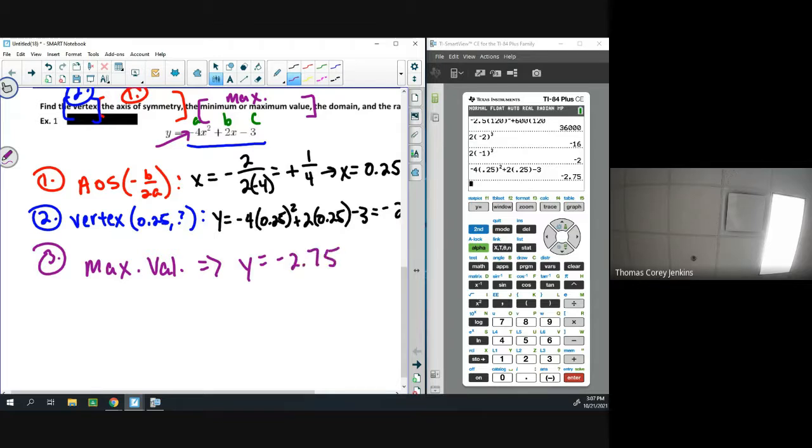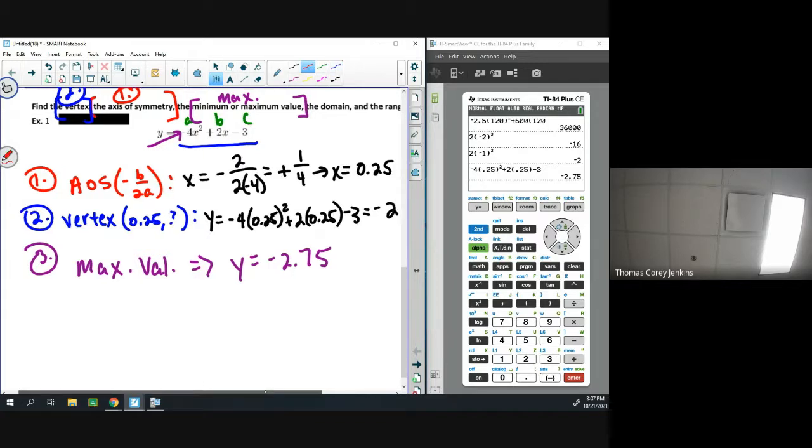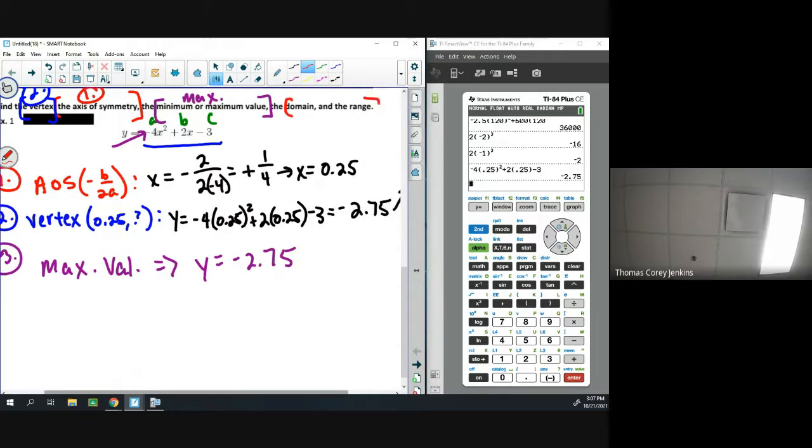All right, and that helps us with our domain and range. That's the last thing. So domain is easy. That's kind of a gimme, all real numbers. And my range would be y values that are something than negative 2.75. So either less than or equal to or greater than or equal to. And if that's my maximum value, then all other y values would be less than or equal to that.